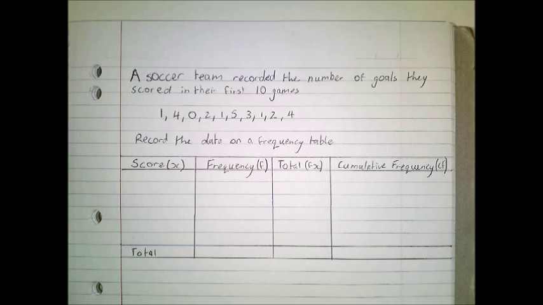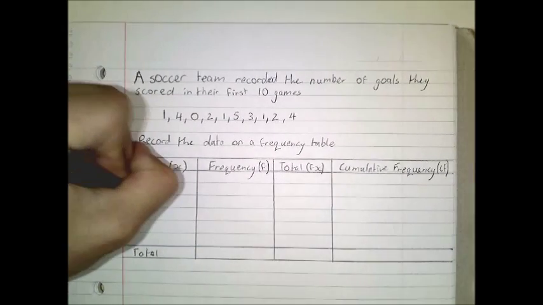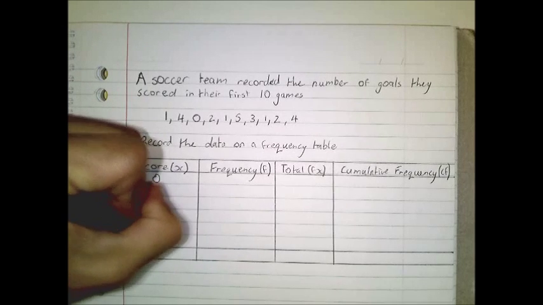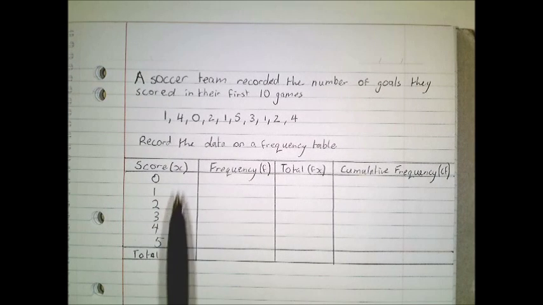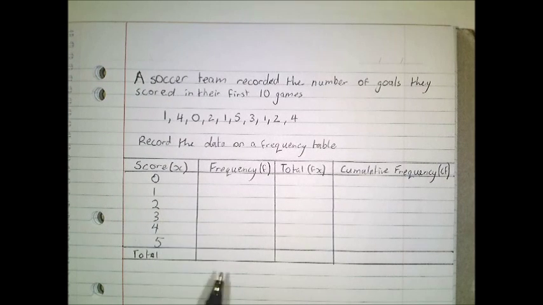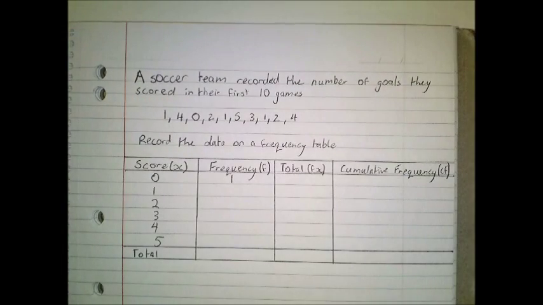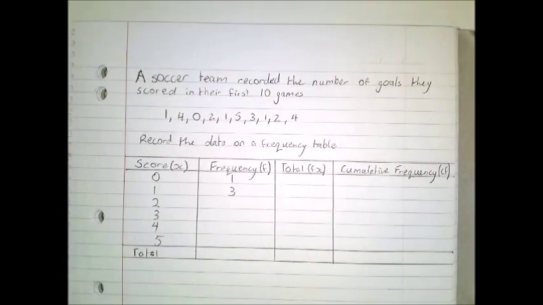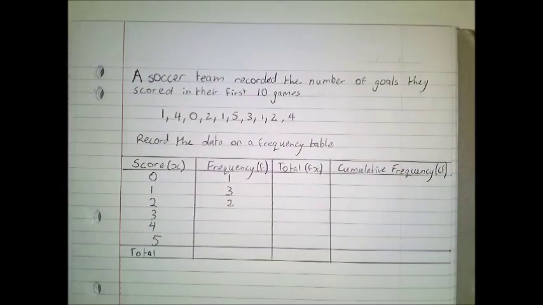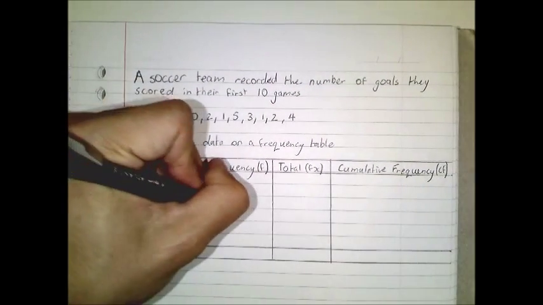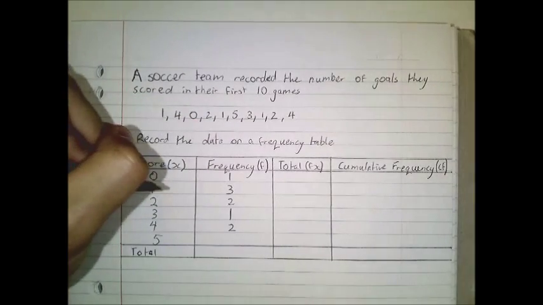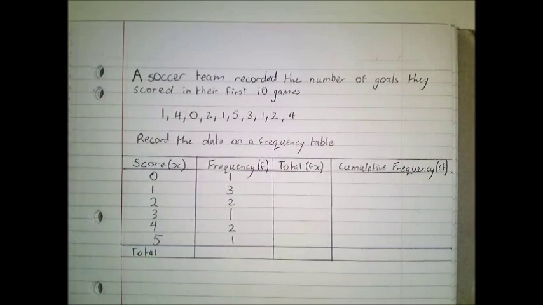Now, the score we can enter in as essentially 0 to 5. The frequency, again, is based on how often that occurs in the data set. So for score 0, that occurs once. Score 1 occurs 3 times. Score 2 occurs twice. Score 3 occurs once. Score 4 occurs twice. And score 5 occurs once.